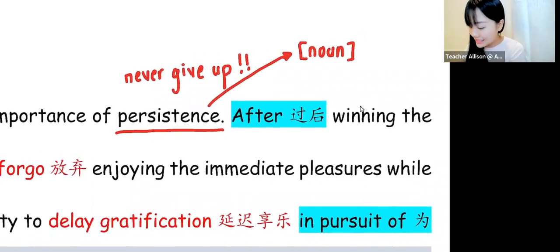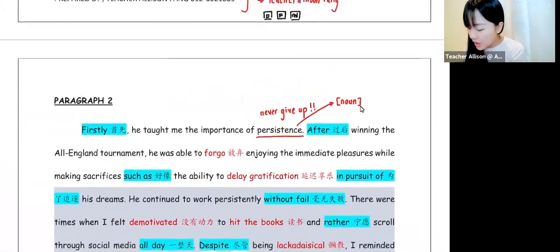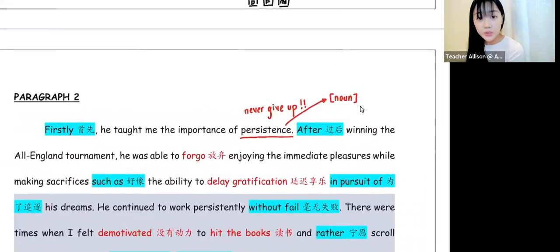And we can give some example. After winning the All England tournament, okay, so this one is a case study from him, from Li Zijia. After winning the All England tournament, he was able to forego, he was able to let go of what? He was able to let go of enjoying the immediate pleasures while making sacrifices, such as the ability to delay gratification in pursuit of his dreams.